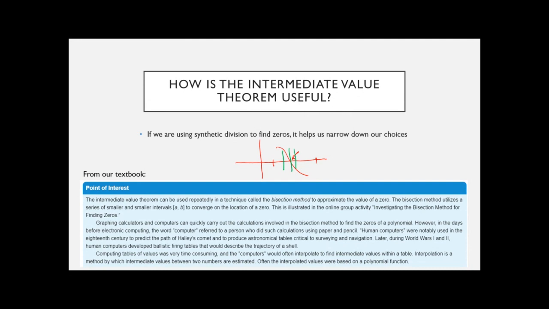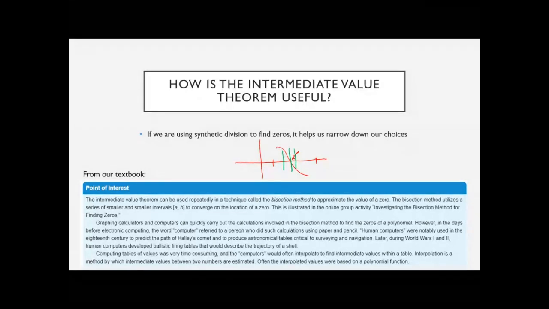It's used in calculators. It's used on computers. And if you're going into computer science or math, you may actually have to program something like this. You might have to actually use the intermediate value theorem, like I basically did, but in a bigger context. So that's what this is. The rest of the thing talks about how it used to be done by hand, and now we've got computers to do it.